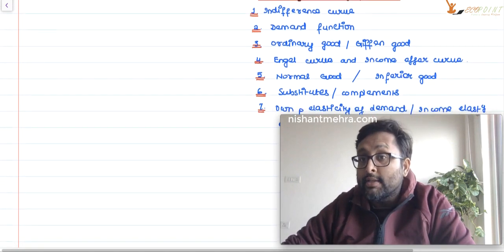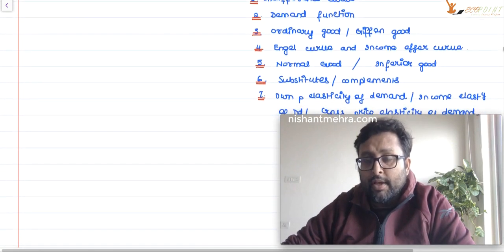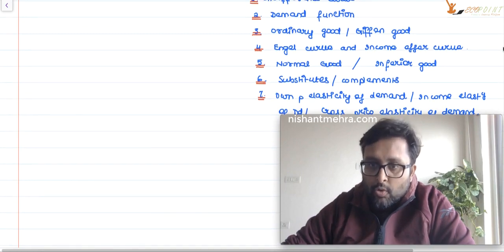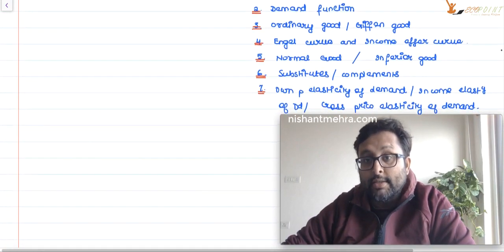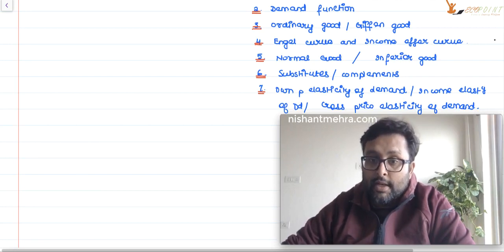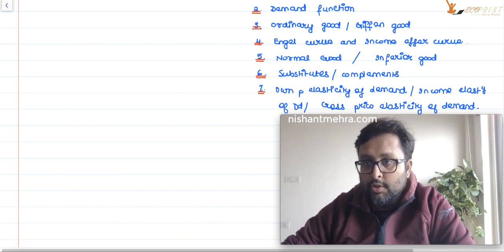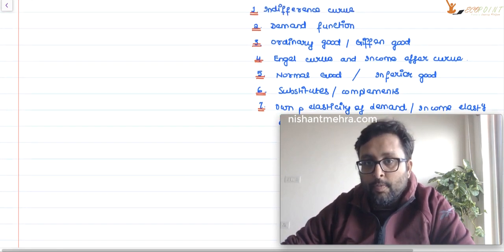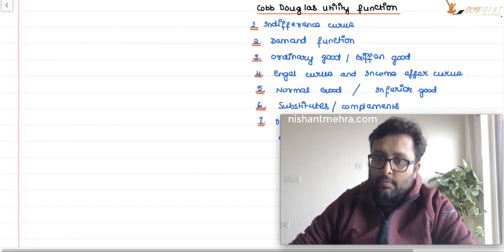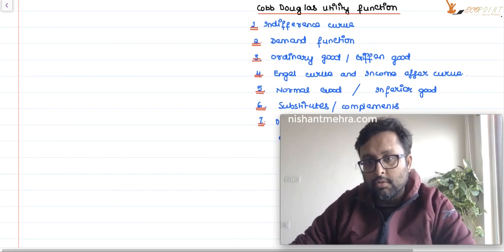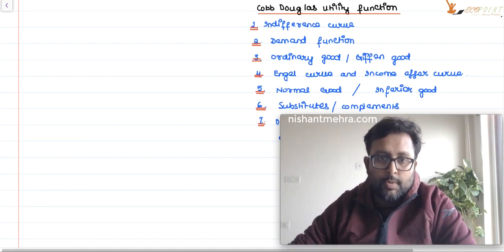What is an income offer curve for that? Is the good which you have got a normal good or an inferior good? Is that a substitute or a complement? How do you find out the own price elasticity, cross price elasticity, and income elasticity for a Cobb-Douglas utility function? We'll do it for the other general utility functions as well. So let us just start with this.